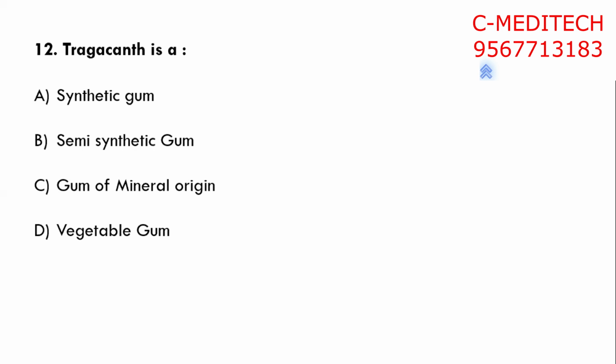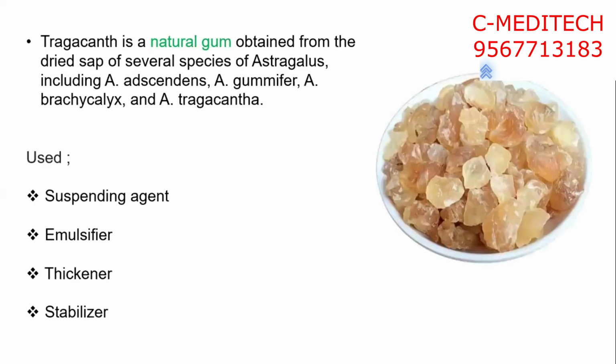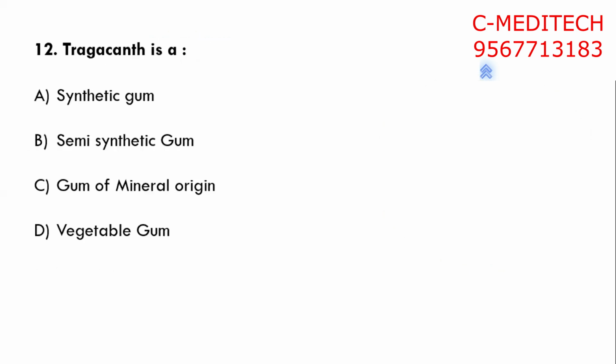So Tragacanth is a naturally obtained gum, and it is obtained from several species of Astragalus. Mainly we can say the source of Tragacanth is Astragalus gummifer, and it is used as a suspending agent, emulsifier, thickener, and stabilizer. So as you can see, Tragacanth is a natural gum. Now let's come back to our question. So Tragacanth is a vegetable gum. It's given in other words, so it is vegetable gum.